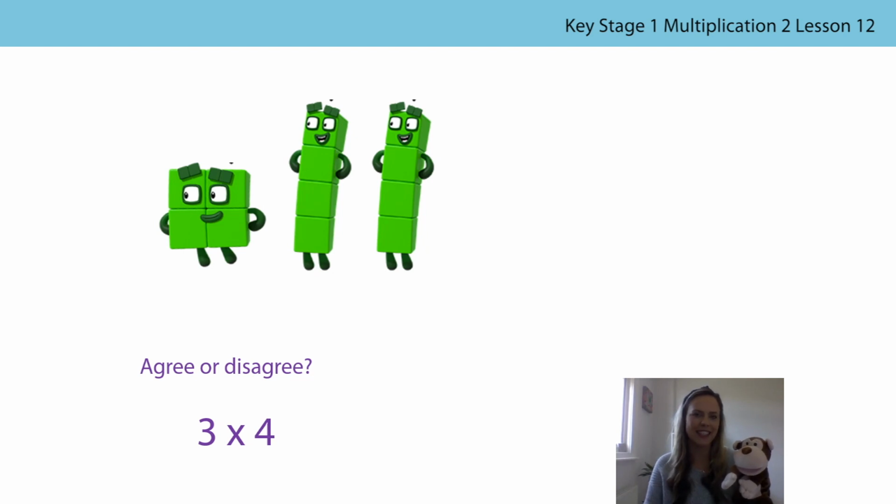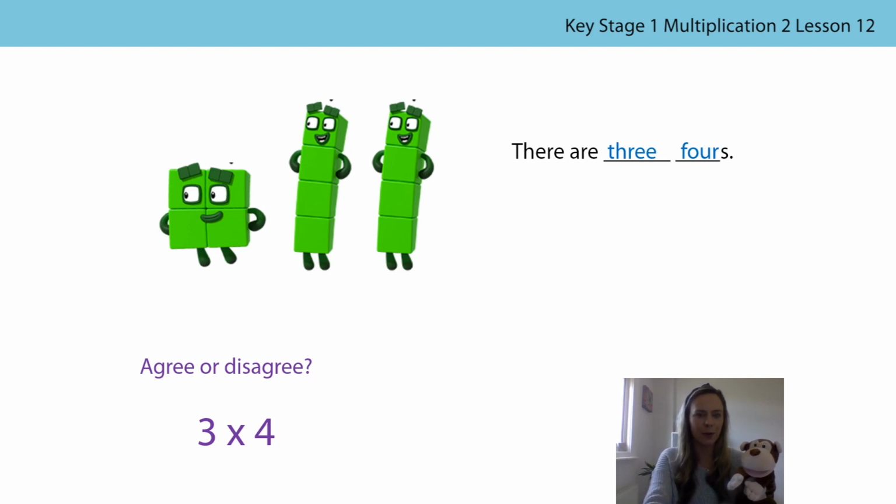I use the stem sentence to help me write my multiplication expression. I know that there are 3 fours. Now I did have to think about it a little bit because the first number block does look different to the others. But I still know that he's made up of 4 blocks, so he is still a group of 4. So we've got 1 four, 2 fours, 3 fours. And we write that as 3 times 4. The 3 represents the number of number blocks, and the 4 represents the number of blocks that each number block has.